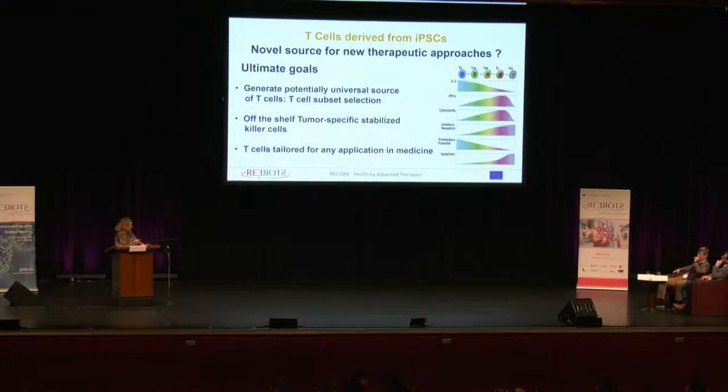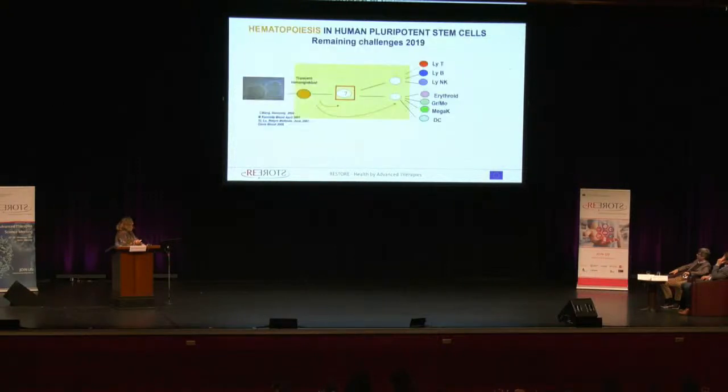With this, we asked whether we could use T cells derived from iPS cells as a novel source for new therapeutic approaches. The ultimate goal would be to generate a source of T cells and select different subsets of cells, from naive, stem cell memory or effector T cells, from universal sources, but also to provide off-the-shelf tumor-specific stabilized killer cells and T cells tailored for any kind of application in medicine.